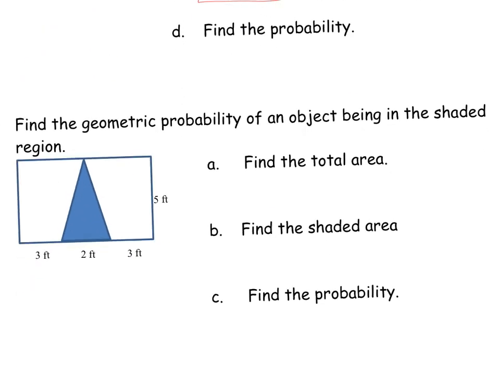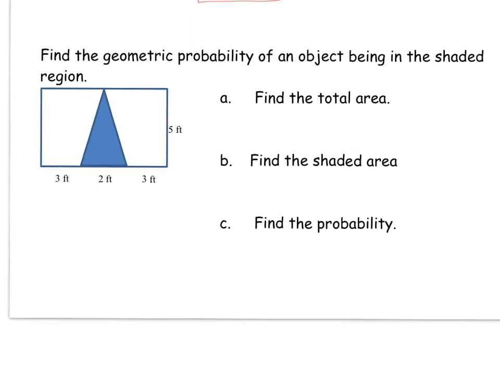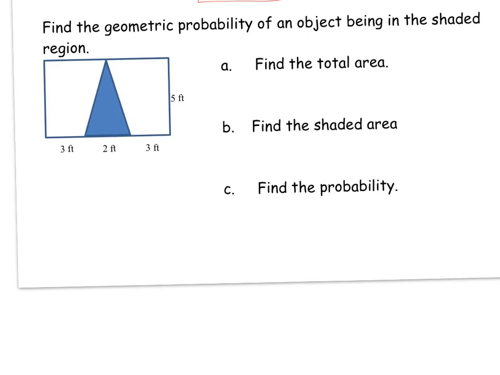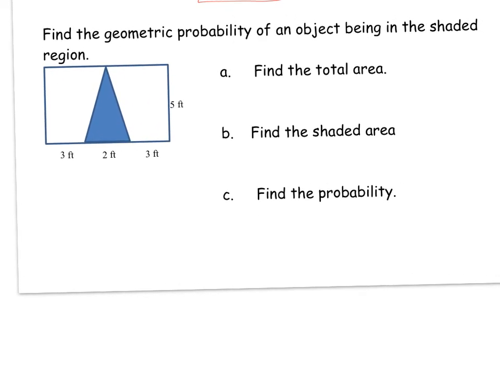So now, let's look at another example. Here is a rectangle with a triangle in the middle. We want to find the probability of the shaded region. Well, the shaded region is a triangle, right?